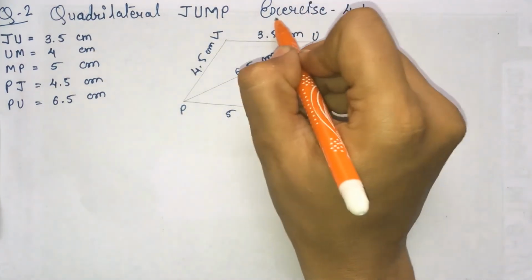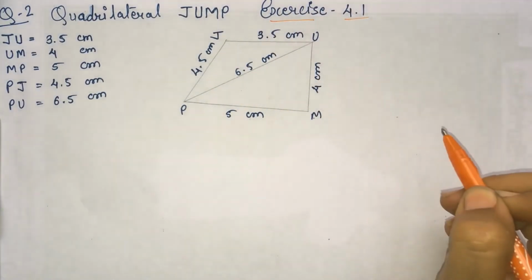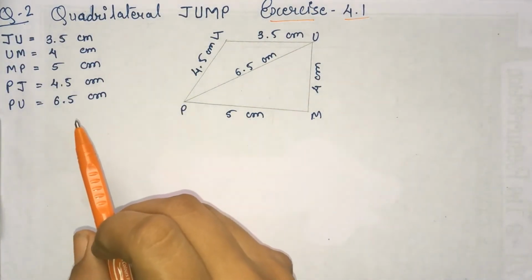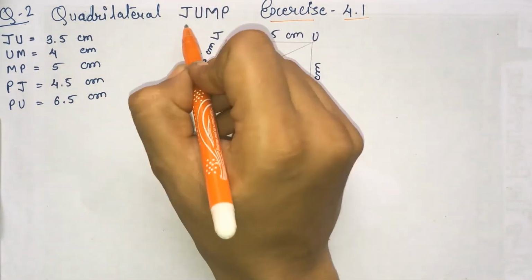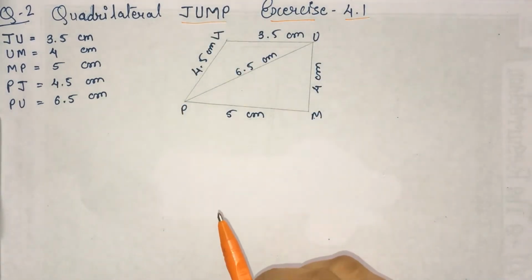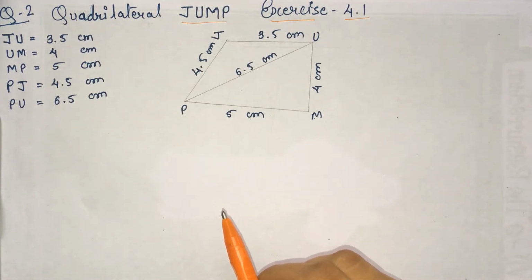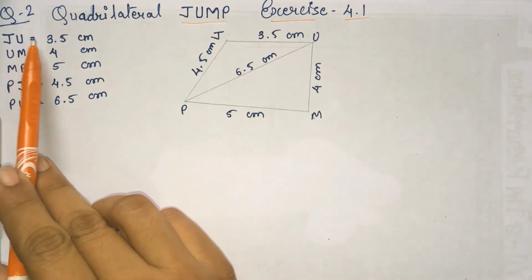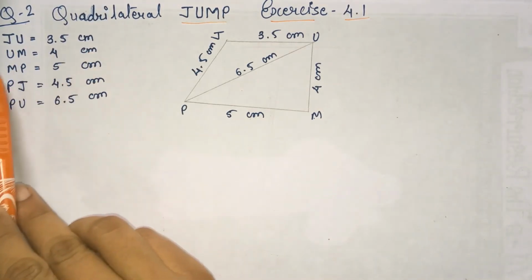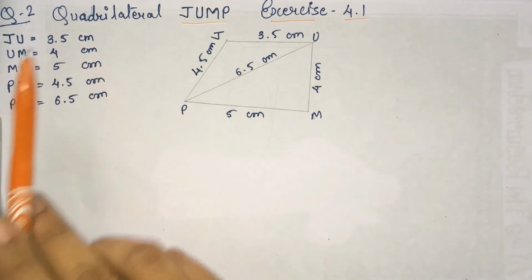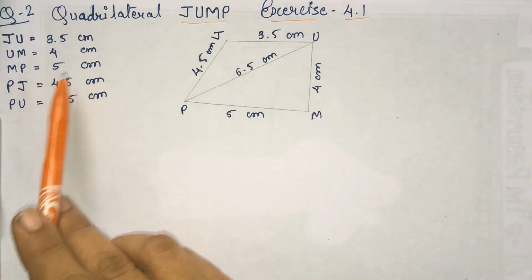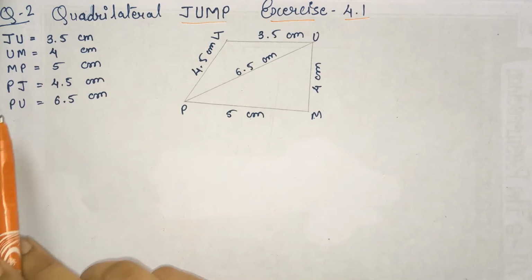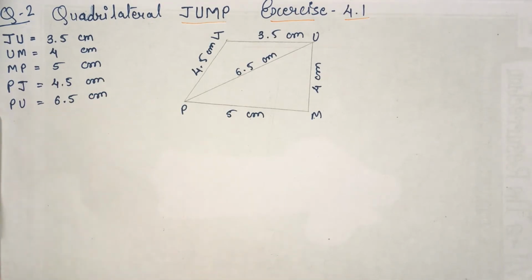Starting with exercise 4.1, question number 2, where we have to construct a quadrilateral JUMP. For that we are given the measurements. JU is equal to 3.5 centimeter, UM is equal to 4 centimeter, MP is equal to 5 centimeter, PJ is equal to 4.5 centimeter and PU is equal to 6.5 centimeter.